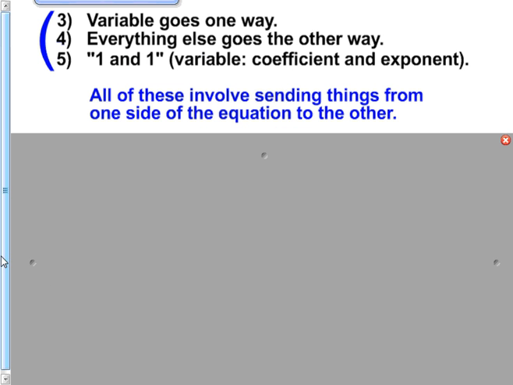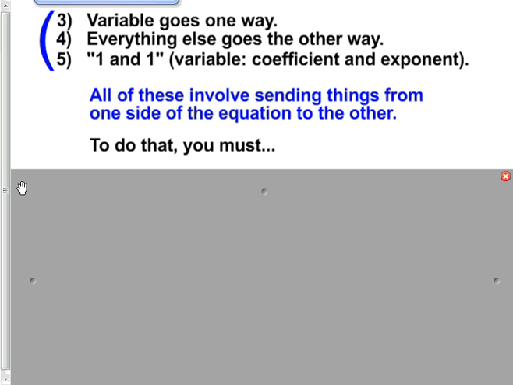Steps 3, 4, and 5 are not all that difficult to understand because they basically all operate under the same premise. And the premise that they operate under is that sending your variable one direction in the problem, sending everything else the other direction in the problem, and then acquiring a +1 coefficient and a +1 exponent for your variable, all are centered around sending things from one side of the equal sign to the other side of the equal sign. This is just the order that we do it in.